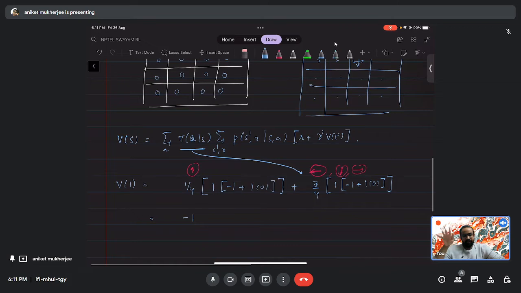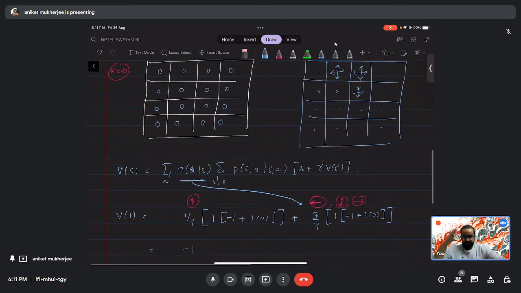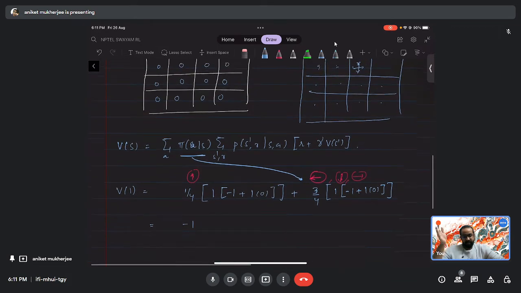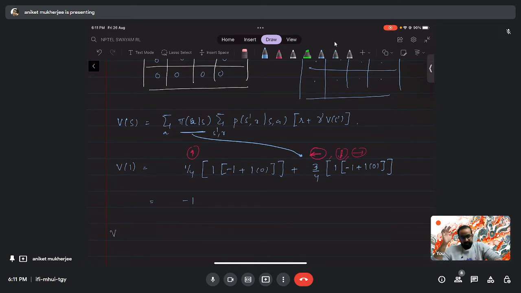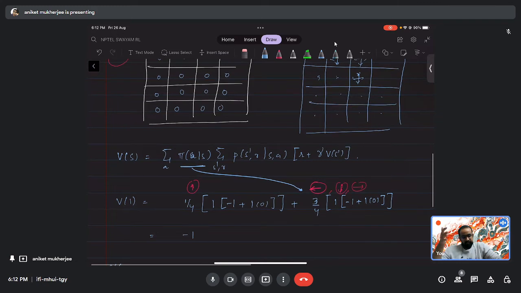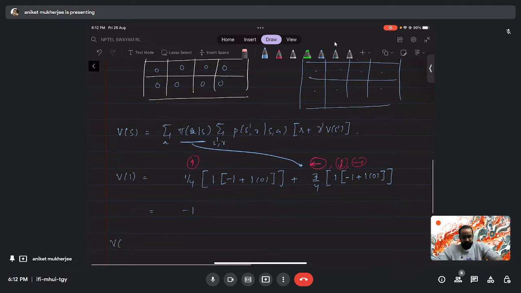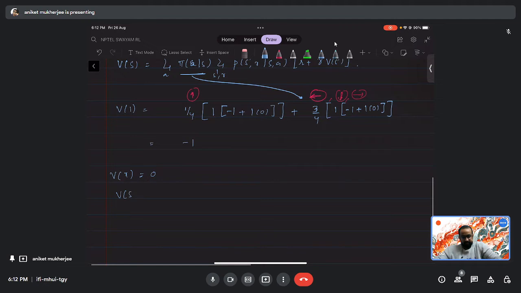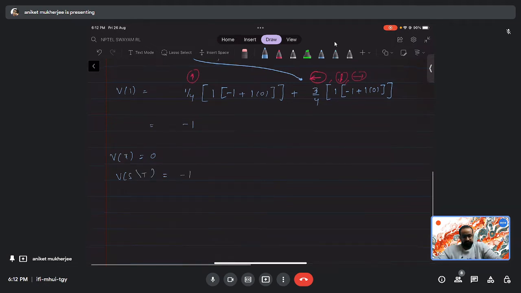Do you want me to calculate the terminal state value, or is it fine? It'll be zero, right? Yeah, it will be zero, because wherever you go, the immediate reward is zero. So any probability into zero plus some probability into zero plus some probability into zero is equal to zero. So V of terminal is equal to zero, and V of any state other than the terminal states is -1.